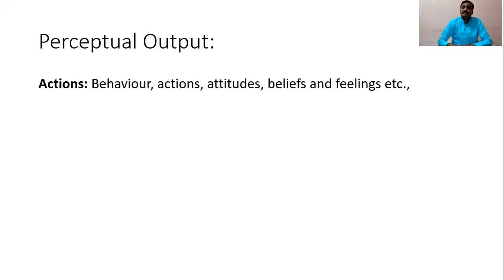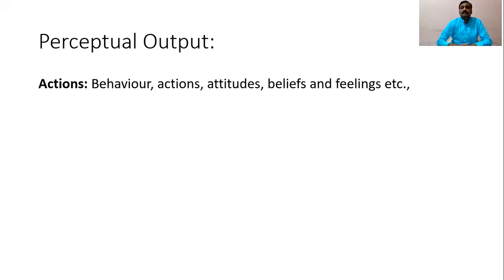And the last step is perceptual output. So in this perceptual output, the consumer is going to take action in the form of his behavior. It may be positive behavior or negative behavior. Actions is nothing but he is going to actually purchase the products or services. Attitudes, how he is going to show the attitudes in the form of consumer behavior, purchasing behavior to purchase the products or services. What he thinks, that is his beliefs and feelings about the products or services, that is in the form of actions that constitute perceptual output.